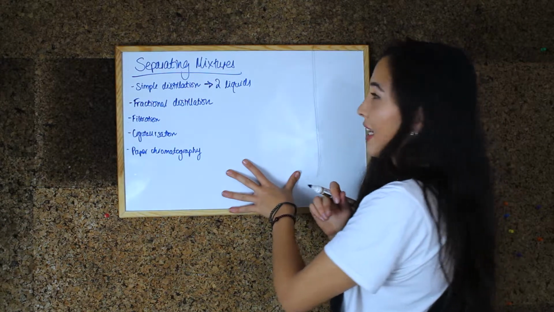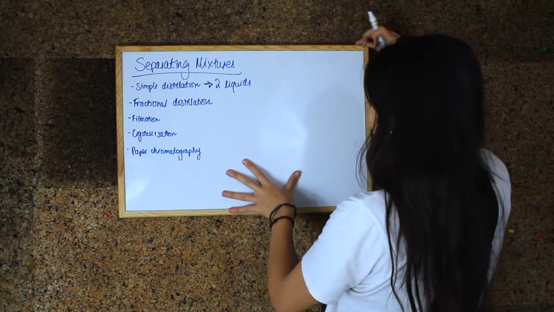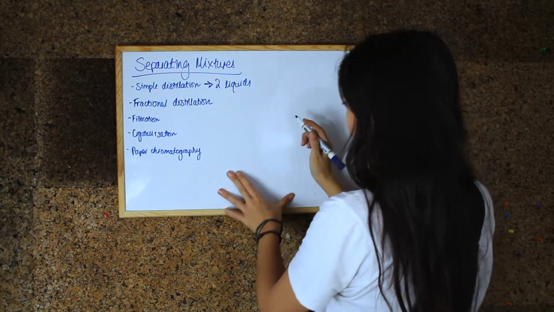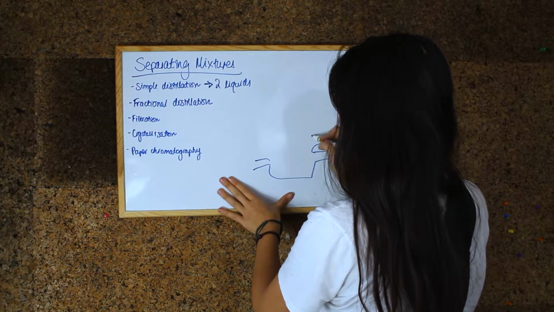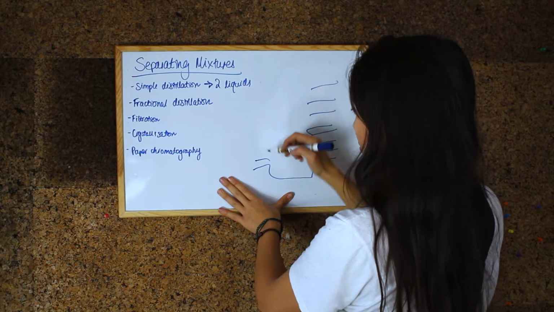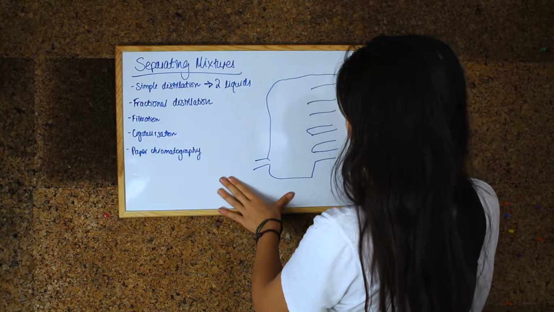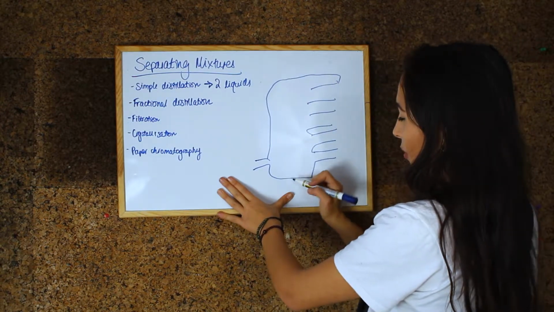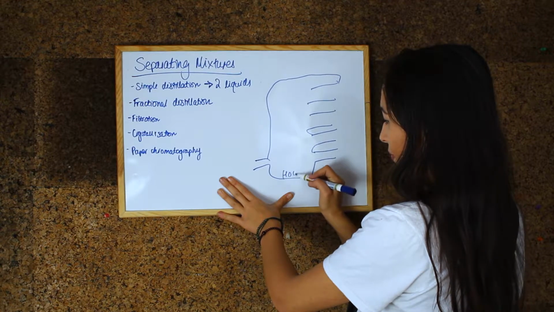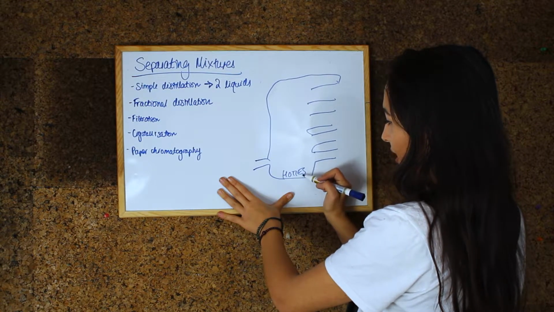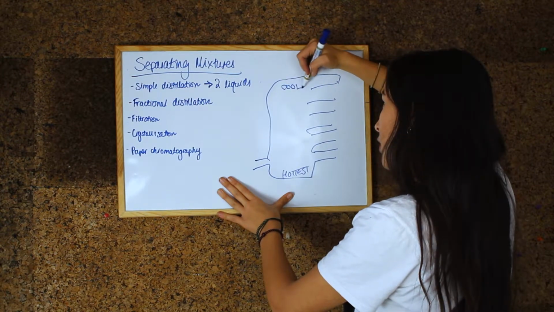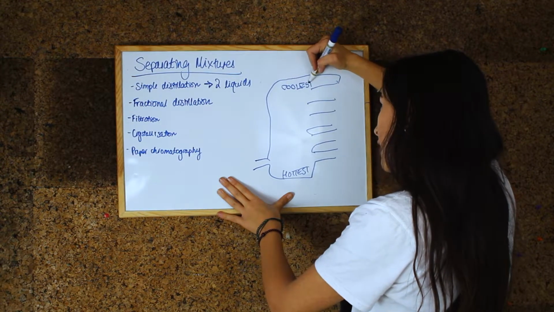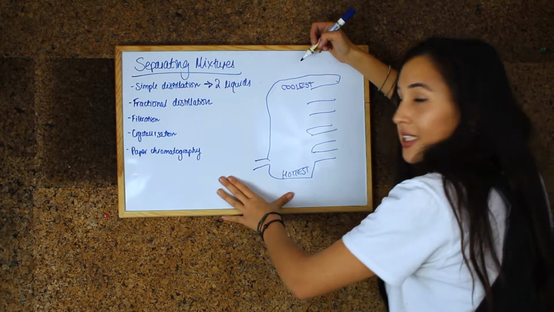Okay, fractional distillation. It's the same thing, but instead of having this one temperature, it's far bigger and you have different sections. Sorry, again, horrible drawing, but I hope you get the idea. It's the hottest at the bottom, so hottest here, and it's the coolest up here. You'll see this with petrochemicals basically.